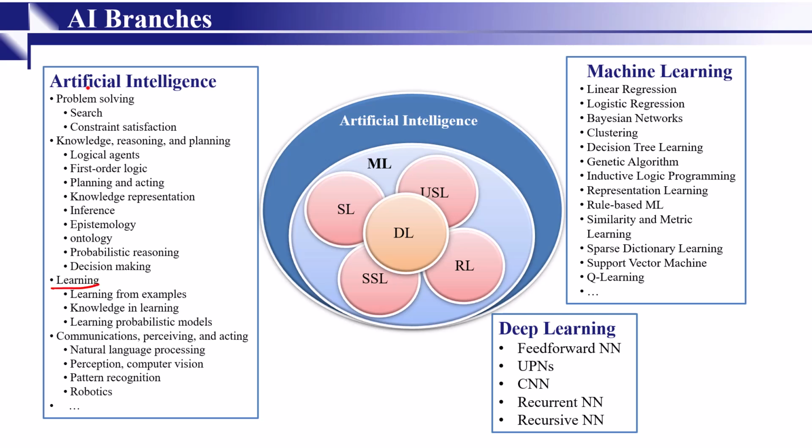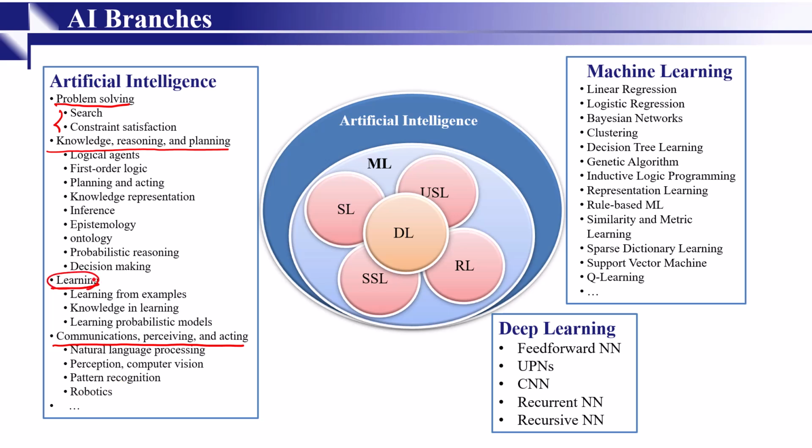So, in AI, we have four categories. The first one is problem solving by search. Here, we have different kinds of search algorithms like uninformed search, informed search, constraint satisfaction search, adversarial search, and many others. Then we have knowledge, reasoning, and planning. Then we have learning, and the last is communication, perceiving, and acting. So in here we have natural language processing, perception, pattern recognition, robotics.